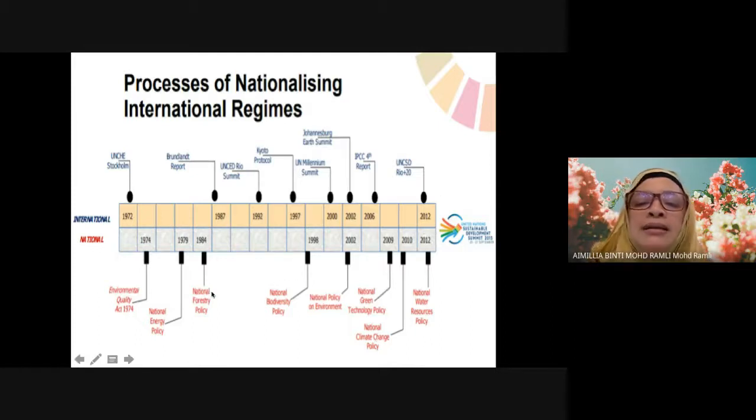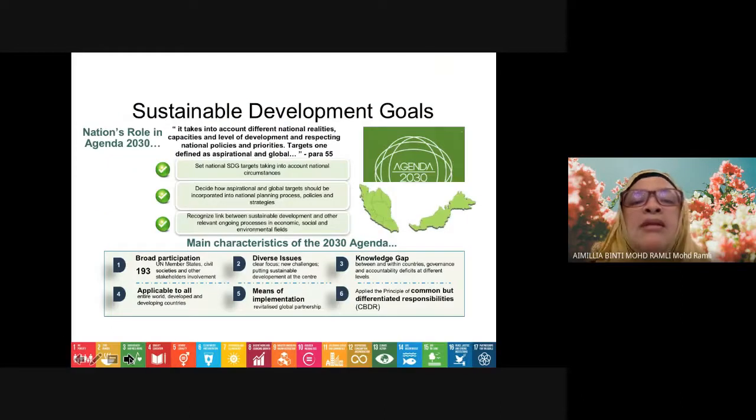We are moving forward with all these policies and goals. Sustainable Development Goals. Okay, the nation's role in Agenda 2030. As I said to you before, 2030 is the deadline that the UN has given us to achieve the SDG goals. So in the UN agenda, on paragraph 55, it takes into account different national realities, capacities, and levels of development and respective national policies and priorities. It targets are defined as aspirational and global. So the nation's role in achieving Agenda 2030 is taking into account national realities.